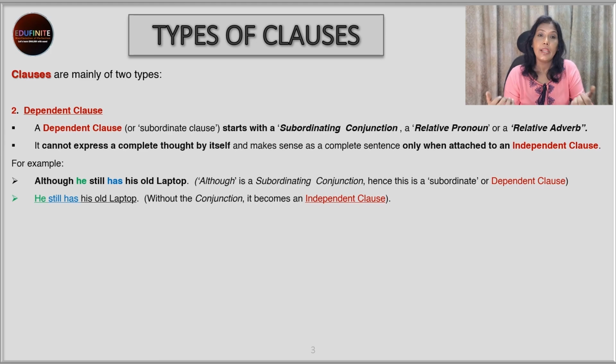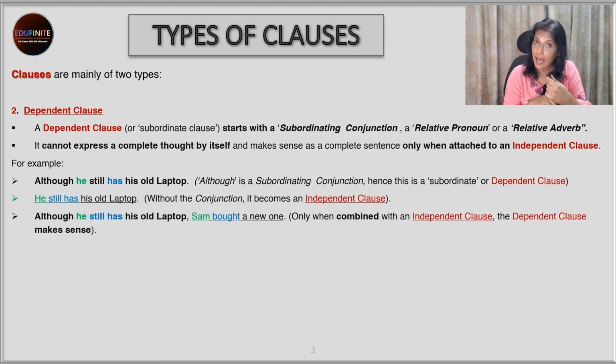Now let's see how we complete it. If we say, although he still has his old laptop, Sam bought a new one. Okay, so again we are adding an independent clause. Why is it a clause? Because Sam is the subject, bought is the verb, and Sam bought a new one gives us a complete thought, or it expresses a complete meaning. So obviously that's the independent clause, and the dependent clause, although he still has his old laptop, is attached to it. And what do we have? We have a complete sentence which gives us the whole meaning of the sentence. Now the sentence is clear.